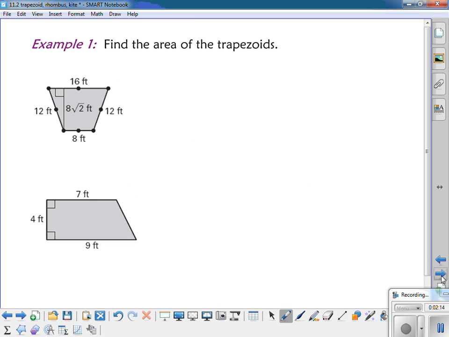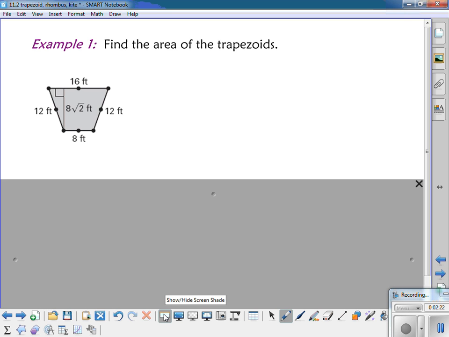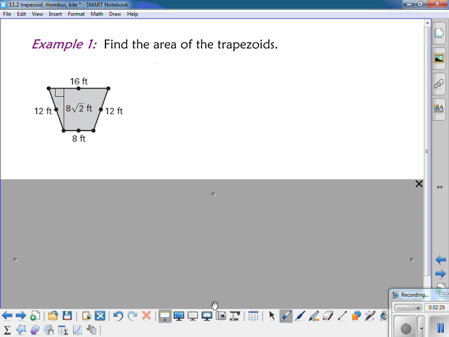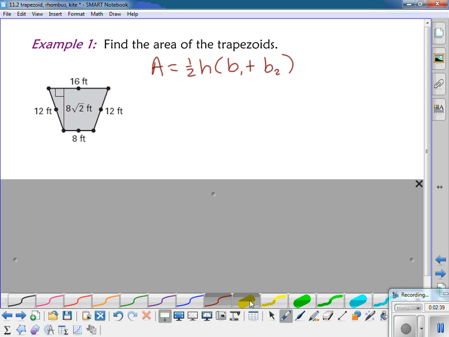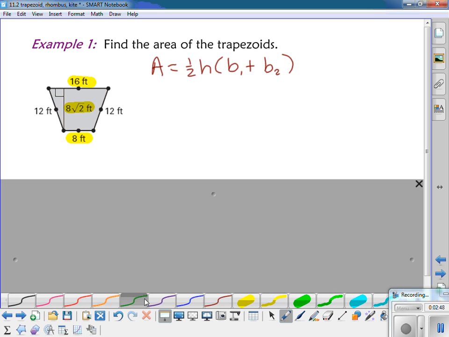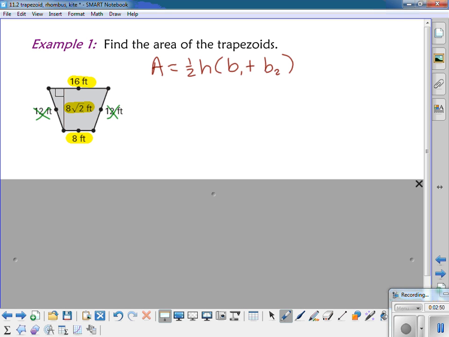So in example 1, we're going to find the area of these trapezoids. So let's start with this one up here first. All right, so we're going to find the area of the trapezoid. First of all, I know the area is 1/2 the height times base 1 plus base 2. So I need to figure out which numbers I need. Well, my bases are here, 16 and 8, and my height is 8√2. And these 12 feet on the sides don't give me any information that I need, so just ignore that.